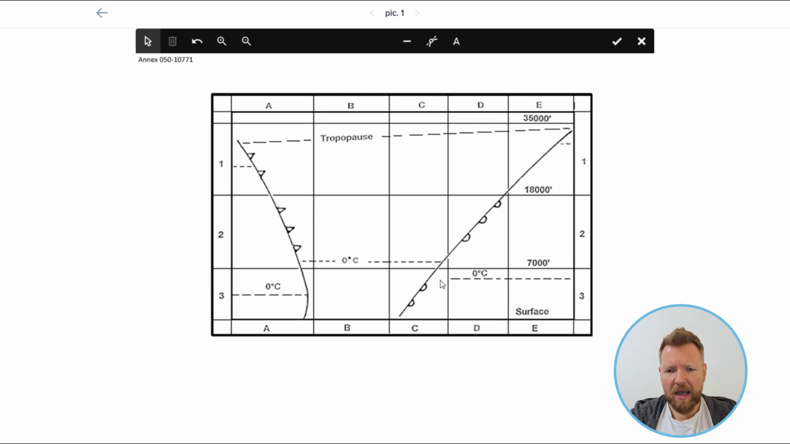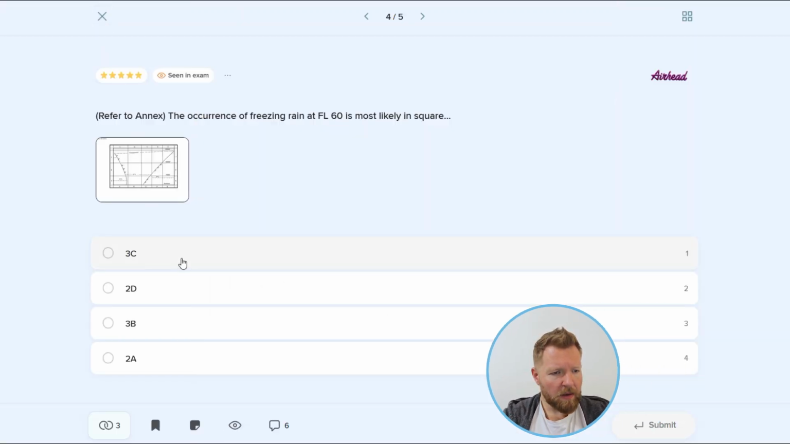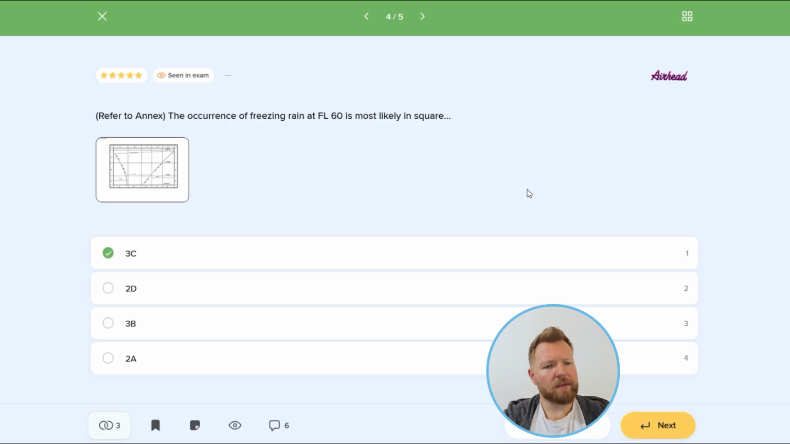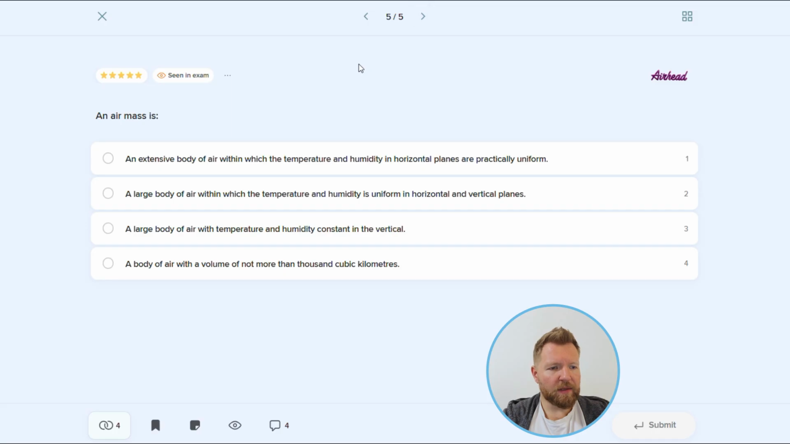This area possesses a high risk of severe icing and is considered as the most dangerous area to fly in. So, at flight level 60, we can encounter freezing rain here in the 3 Charlie square. So let's go back to the answers. And 3 Charlie is answer number 1. And it's also a correct one. All right, so let's move to the last 5th question.